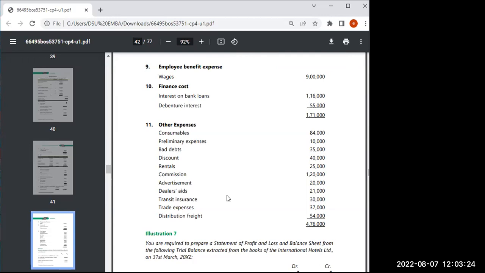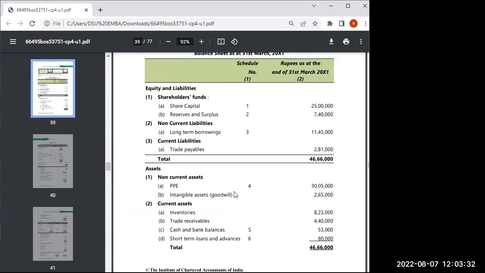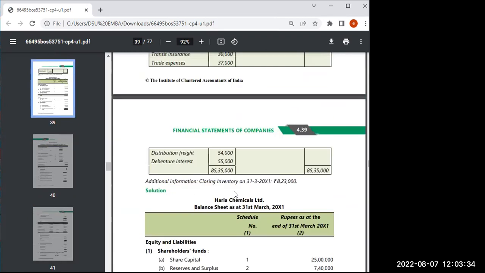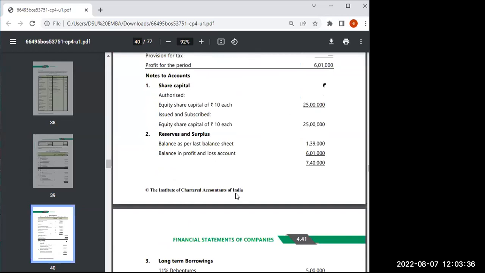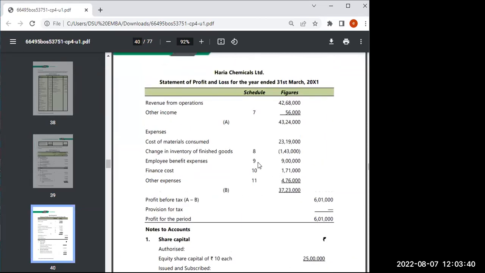Bring that one to the P&L account in the name of other expenses. Then you have to add all the expenses. Employee benefit expense 9 lakhs, finance cost 1,71,000, other expenses 4,76,000. Now take the total expenditure.